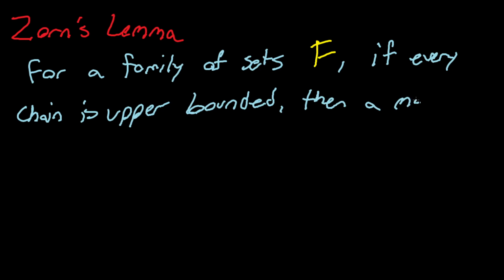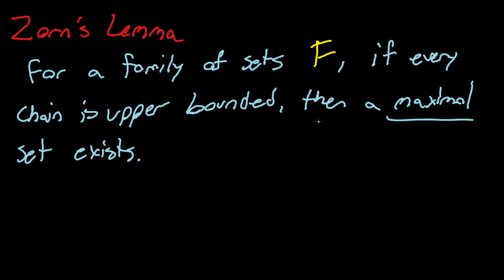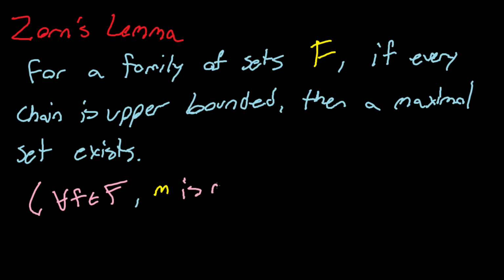then a maximal set exists. And by maximal, I'll put in parentheses down here. So maximal just means that for every f in F, M is maximal if, and then I meant to put this here, for all f in F, M is maximal if for all f in F. You know what? I guess that's the beauty of MS Paint.